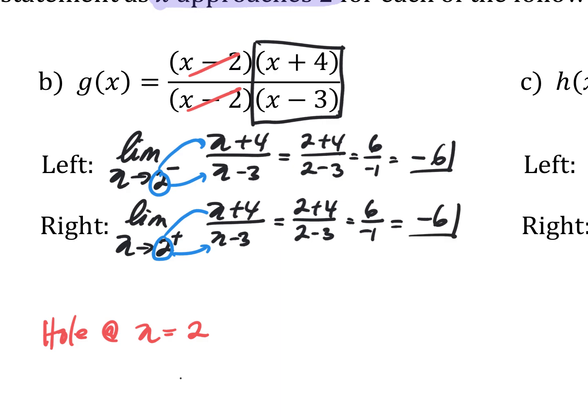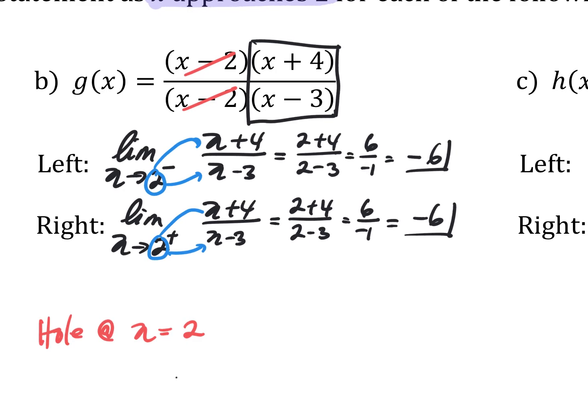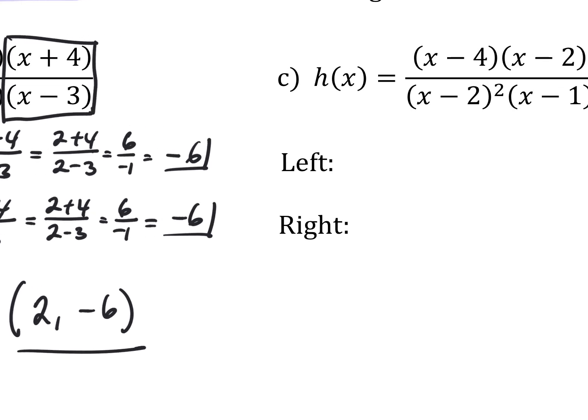Now, I would like you to just take note. What happens in here is actually, this negative 6 is your y value, true? So if you look at the coordinates, the hole is actually located at 2, negative 6. We're going to learn more about that later. Okay, so let's look at letter C.